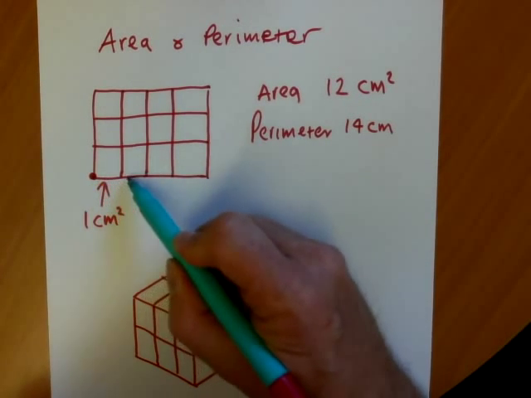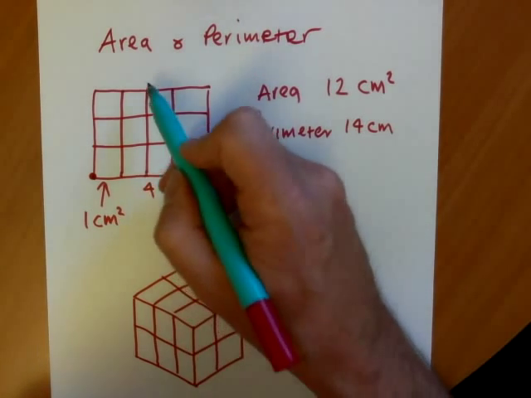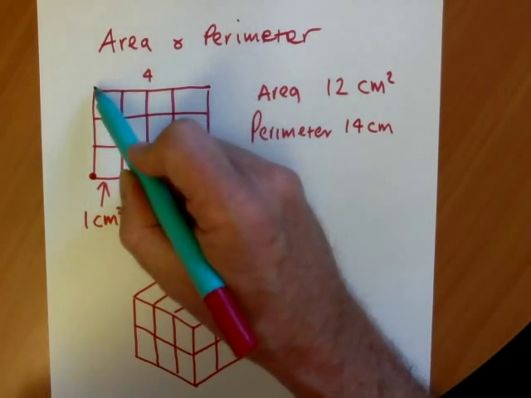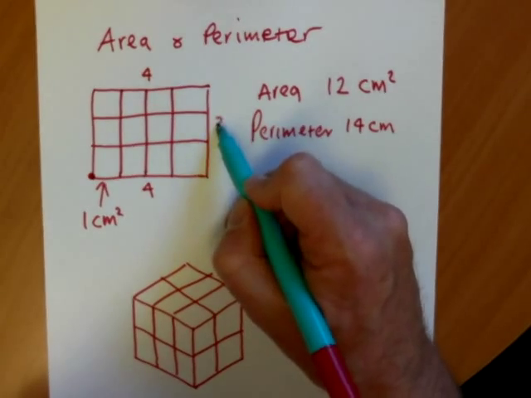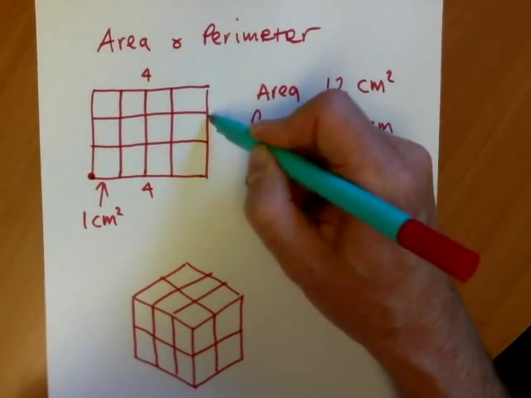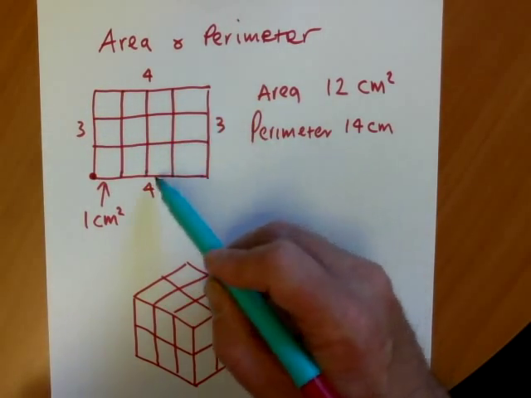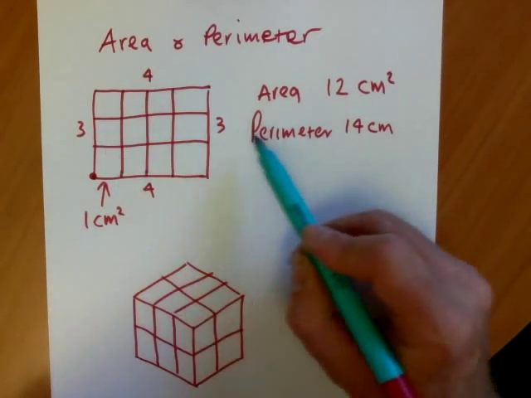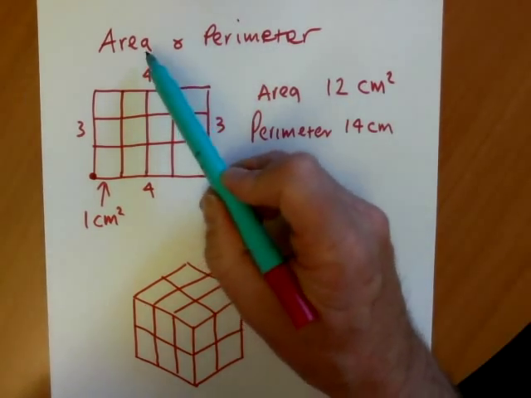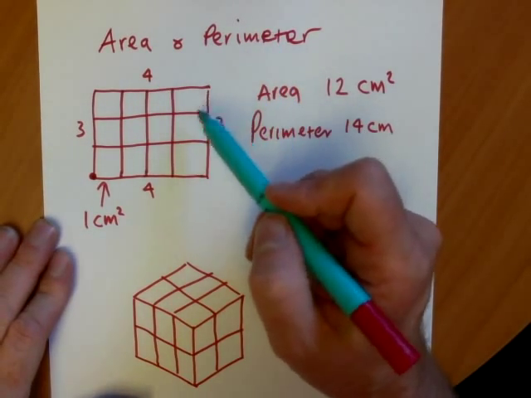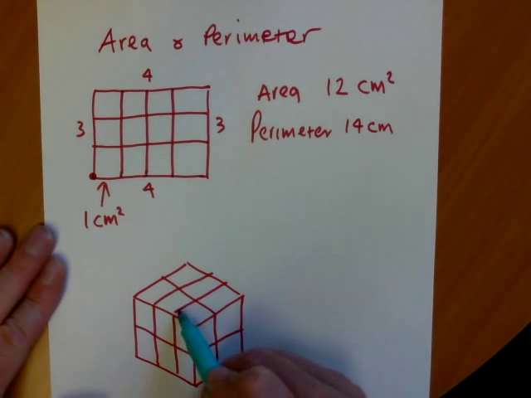Now of course you could count it's 4 that way, and it would be 4 across, the same lengths either side, and 3 from here to here, 1, 2, 3, and you can do it that way as well. 4 and 3 plus 4 and 3 comes to 14. So that's area and perimeter of your basic rectangular shape.